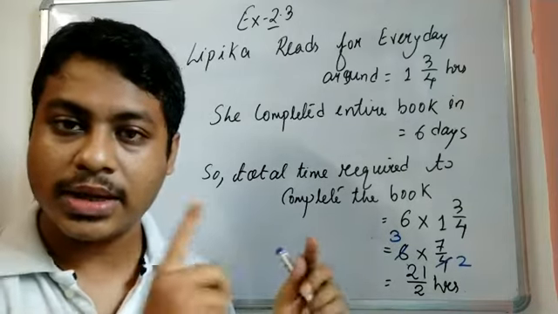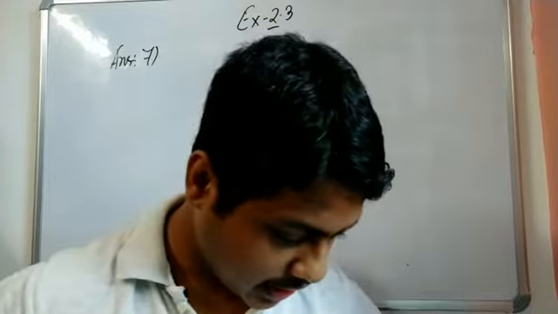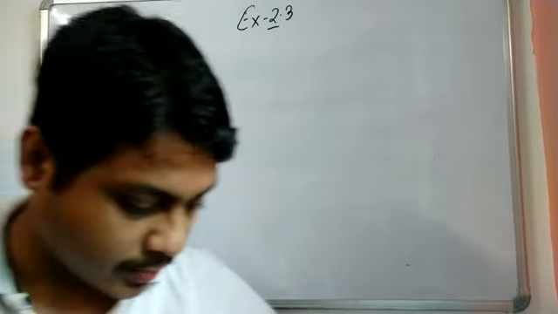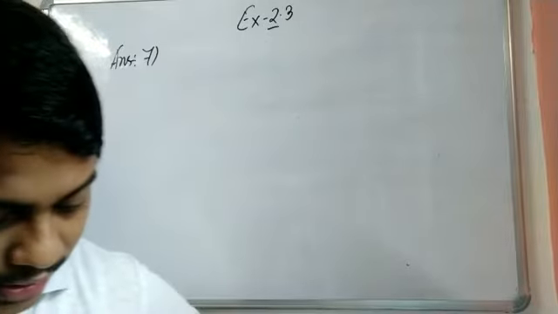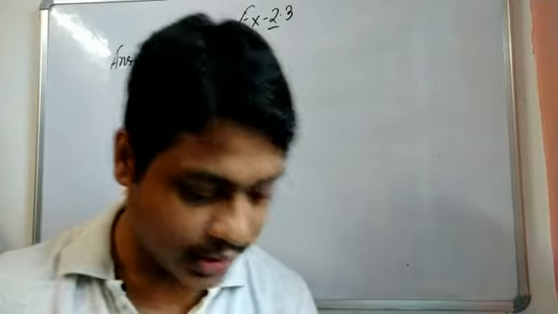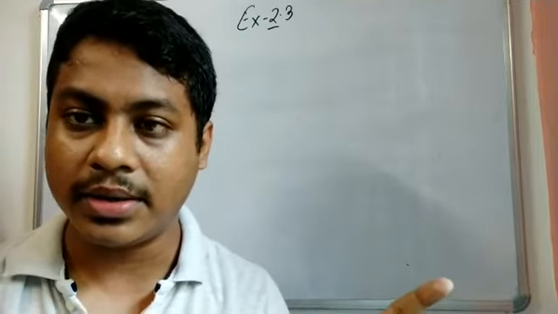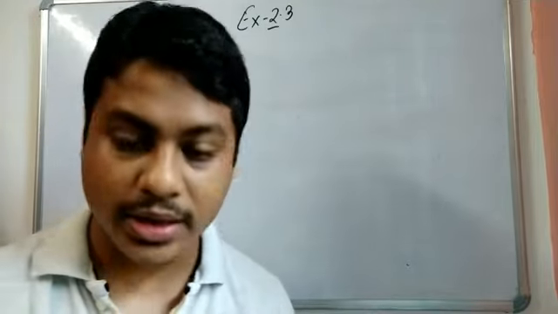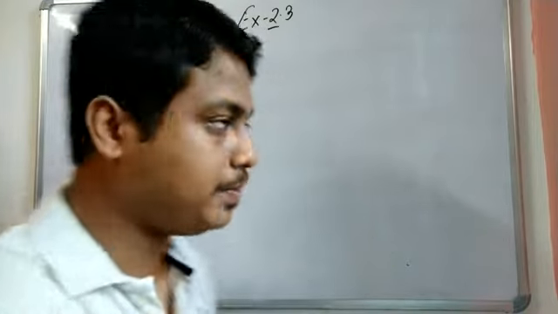Let's go to question number 7. A car runs 16 km using 1 liter of petrol. How much distance will it cover using 2 3 by 4 liters of petrol? 1 liter covers 16 km, so in 2 3 by 4 liters, how much distance will the car cover? We need to calculate it.